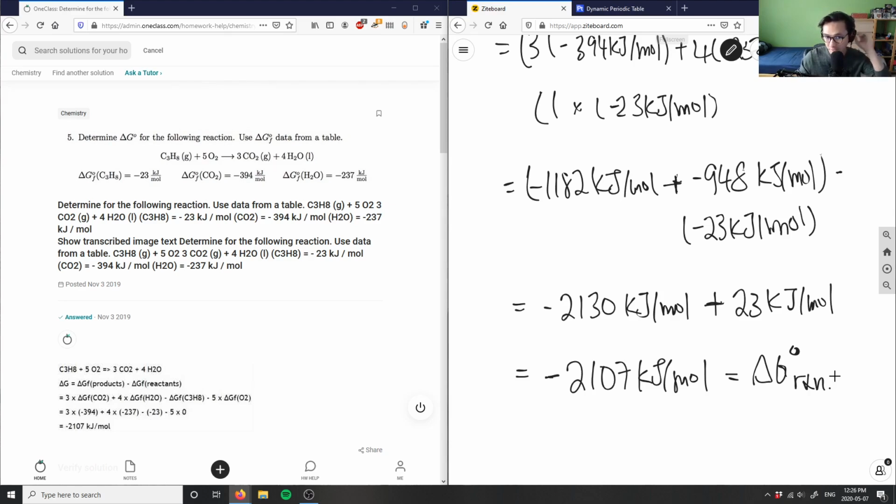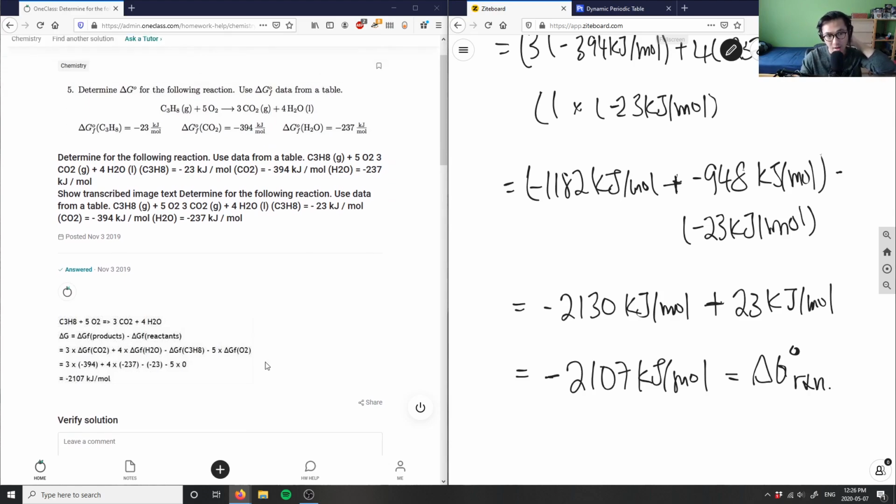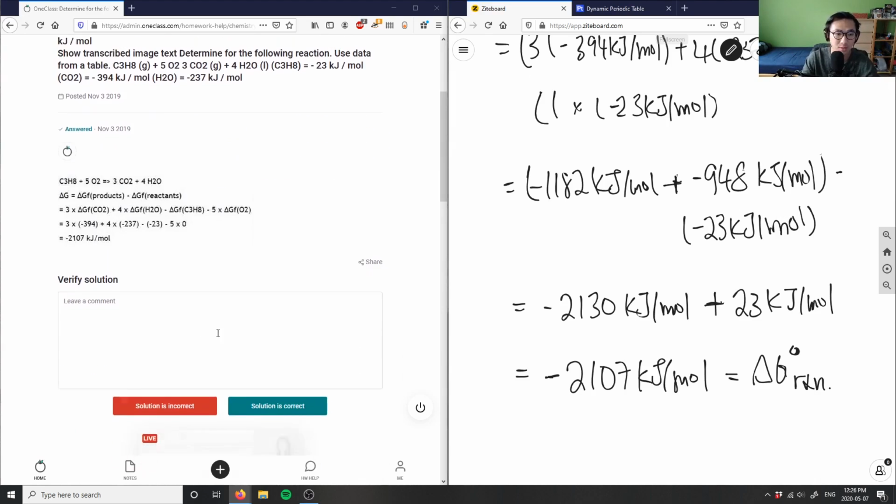So this solution here is correct. Again, they wrote kind of the same thing as I did. They basically just wrote out Hess's law, and then they looked at the products and the reactants, and then they just simplified here. So the solution here is correct.